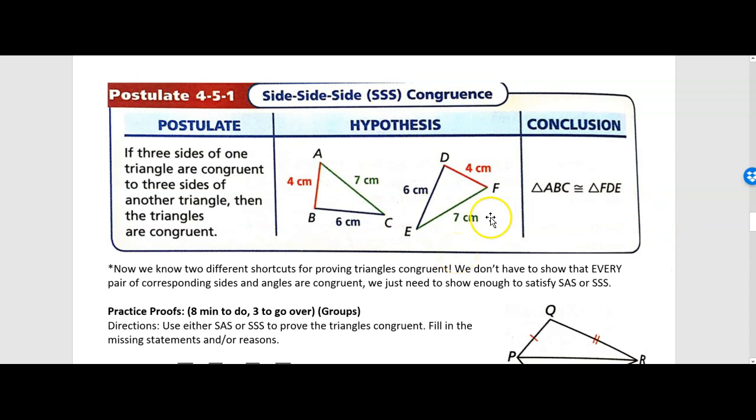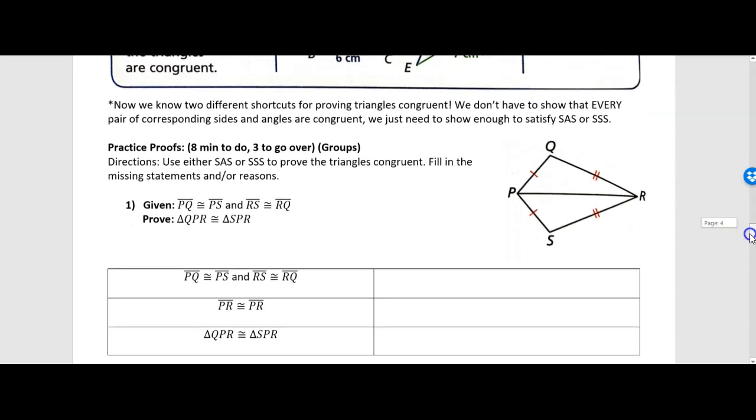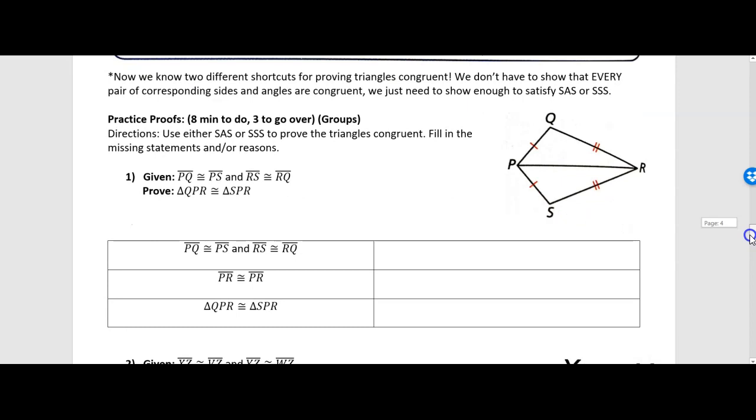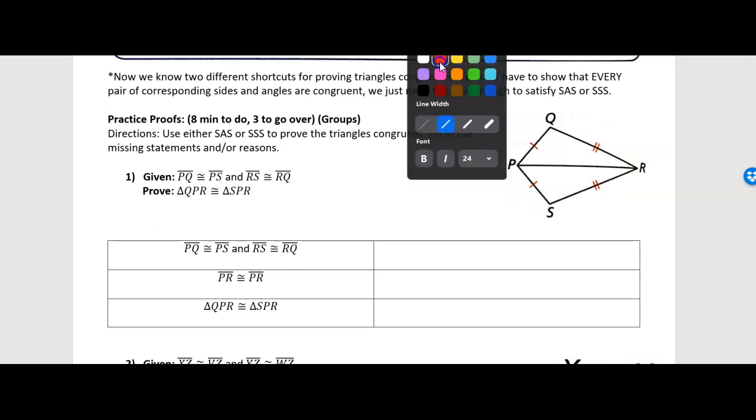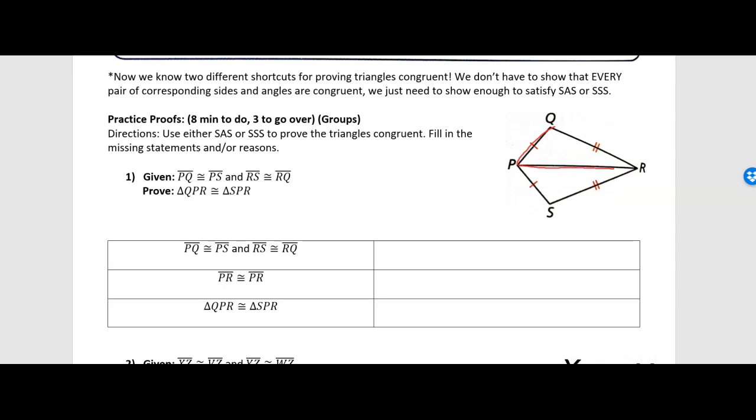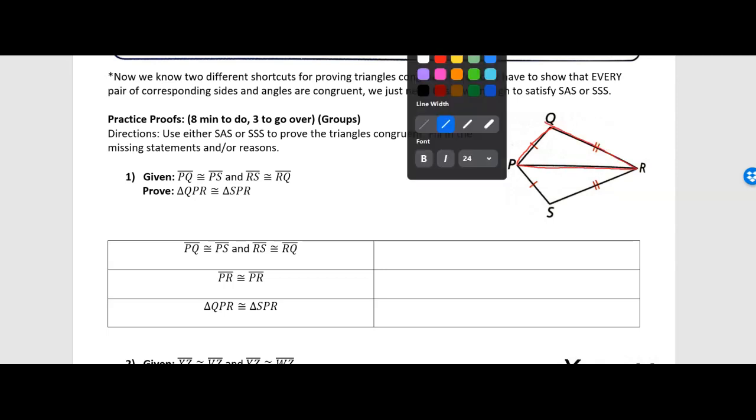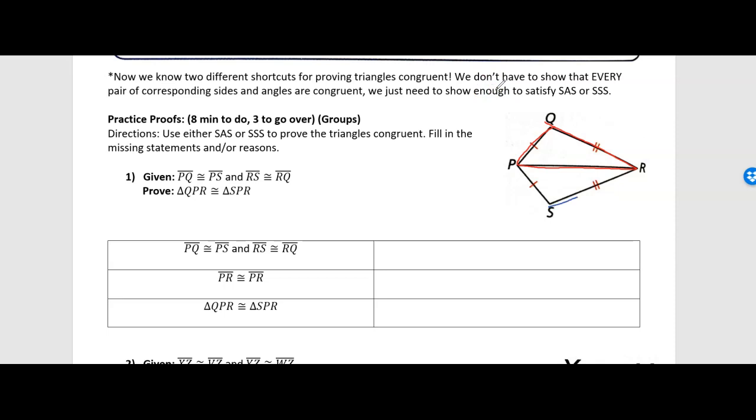So let's do a practice proof just like we did for SAS, and we're going to do another short one, number 1. It says, given that segment PQ is congruent to segment PS, those are labeled with 1 tick mark, and segment RS is congruent to segment RQ, labeled with 2 tick marks, can we prove that triangle QPR, let's do that in red, QPR is congruent to triangle SPR?